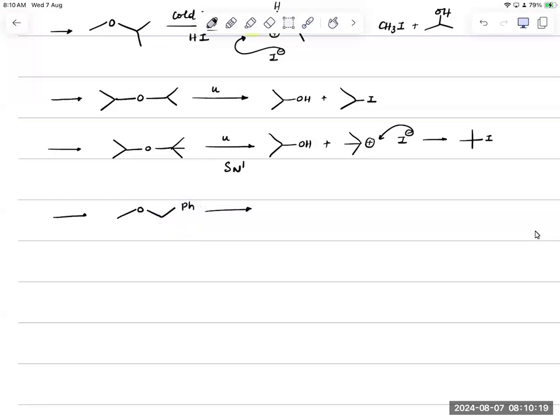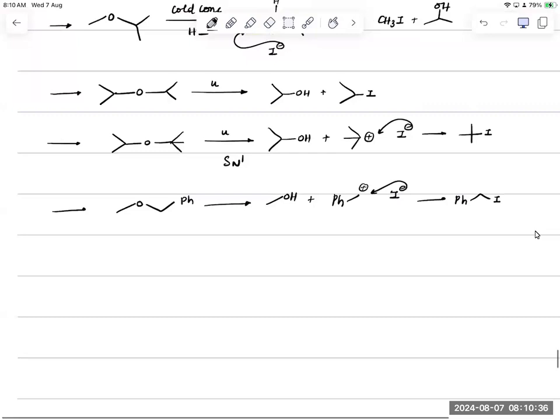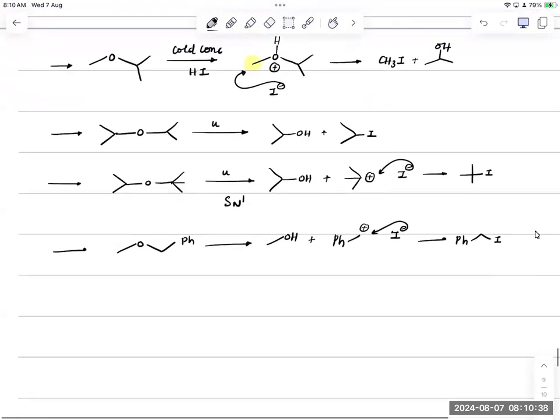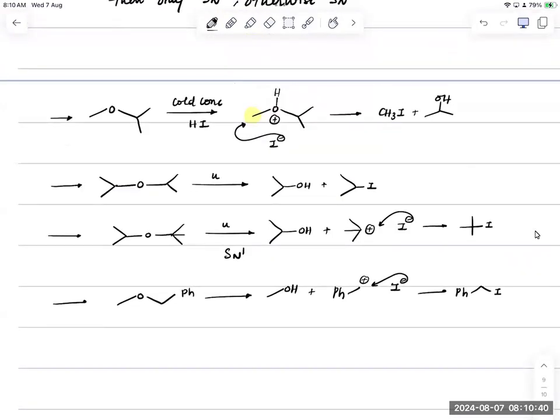So what do we get? We will get OH here and Ph positive charge here, and iodide will attack Ph. Okay. This is how the products are formed. I hope you understood in which case to use SN1 and which case to use SN2.